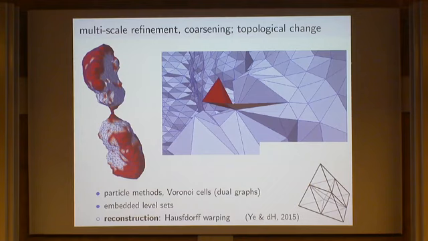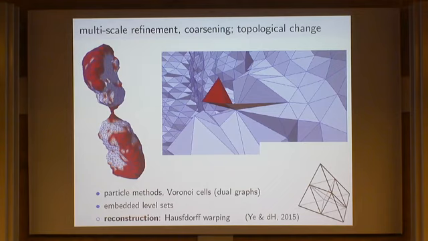What we can do, in the process of working with these meshes, is of course multiscale refinement, coarsening, and topological change. If you look at one of our mesh reconstruction algorithms, here you see, for example, how we can zoom in an automatic fashion and change the topology of the mesh. So there are a lot of things going on.